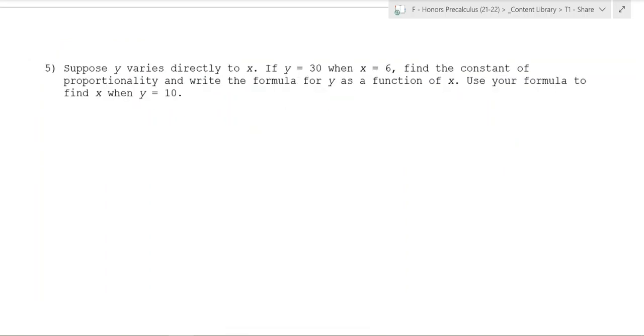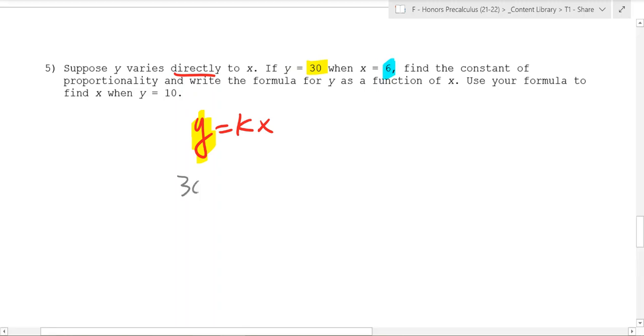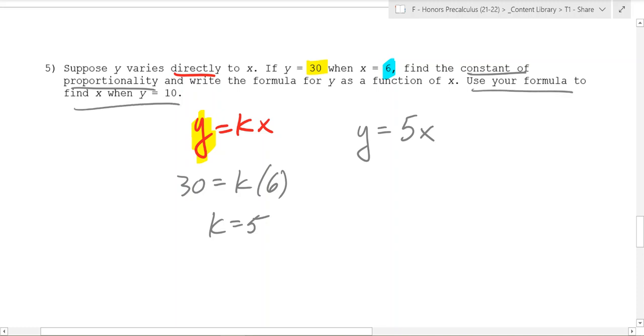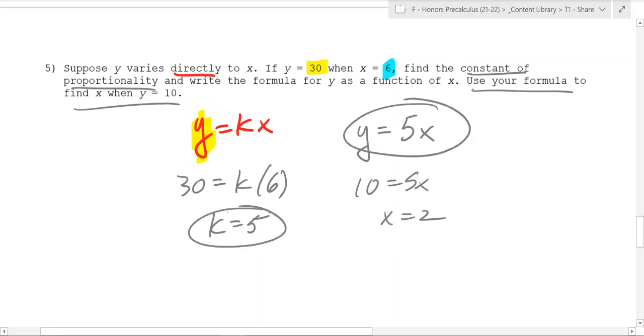So for example, suppose y varies directly with x. If y equals 30 when x equals 6, find the constant of proportionality. Since it's directly, we know y is equal to kx, and we know that when y is equal to 30, x is equal to 6. So 30 is equal to k times 6, so that means that k has to be 5, which is our constant of proportionality. So our function would be y is equal to 5 times x. And then it says, use your formula to find x when y is 10. So that's 10 is equal to 5x, so x is equal to 2. So there is your formula, there's your constant of proportionality, and when y is equal to 10, x is equal to 2.